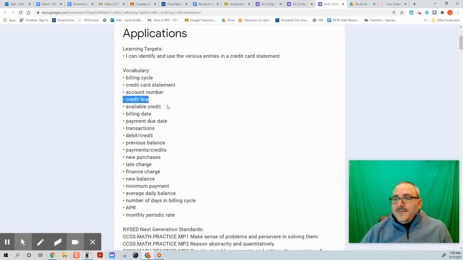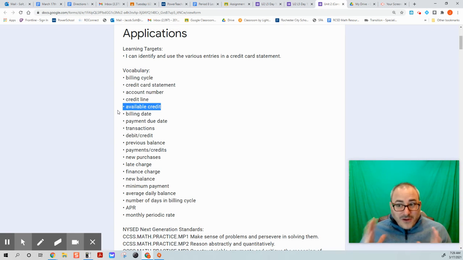Then there's this thing called available credit. That's how much of the credit line you still have available to you. If you're given a $500 credit line and you've already spent $100, then you only have $400 left as available credit. A billing date, we'll talk about that.